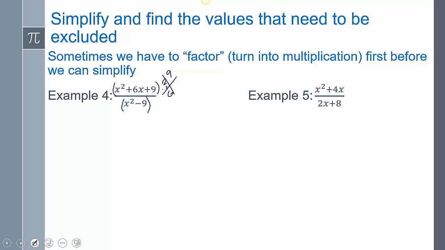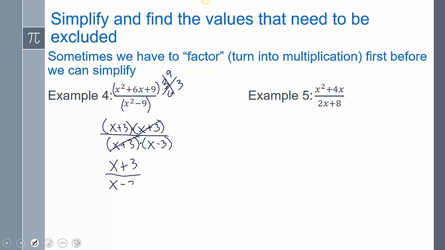So on example number 4 here, the values on top, right, the X box method, a times c, b on the bottom, the factors that add to that is 3 and 3. So this is x plus 3 times x plus 3. And on the bottom, that's a difference of squares. That's the a squared minus b squared. So that's going to be a plus b, a minus b. And so now it's factored. That means multiplication, x plus 3 times x plus 3 over x plus 3 times x minus 3. Now we can reduce common factors. And so I get x plus 3 over x minus 3.